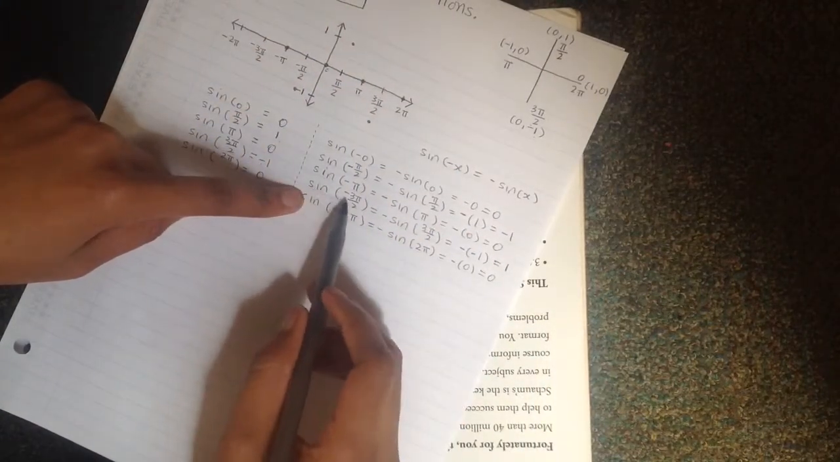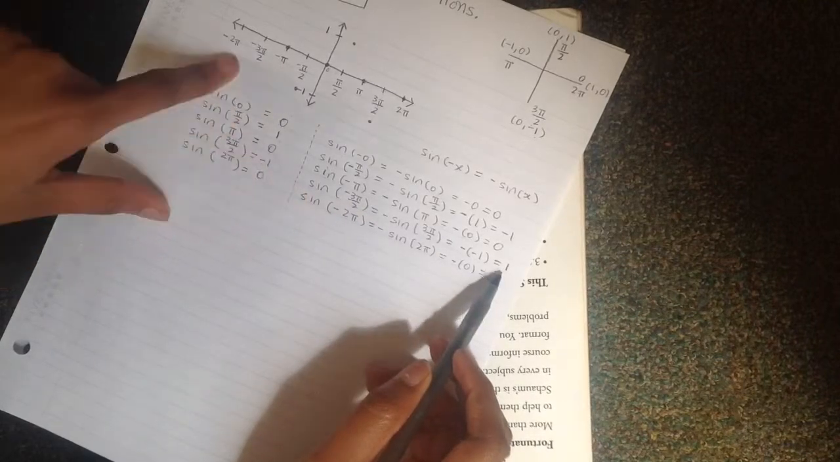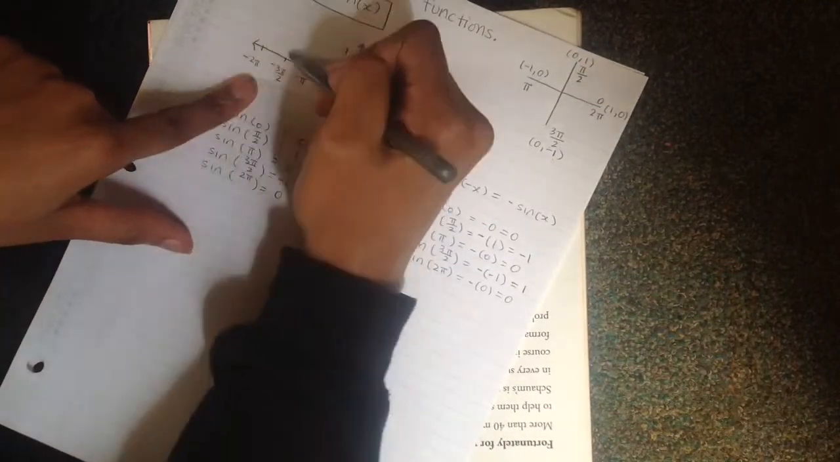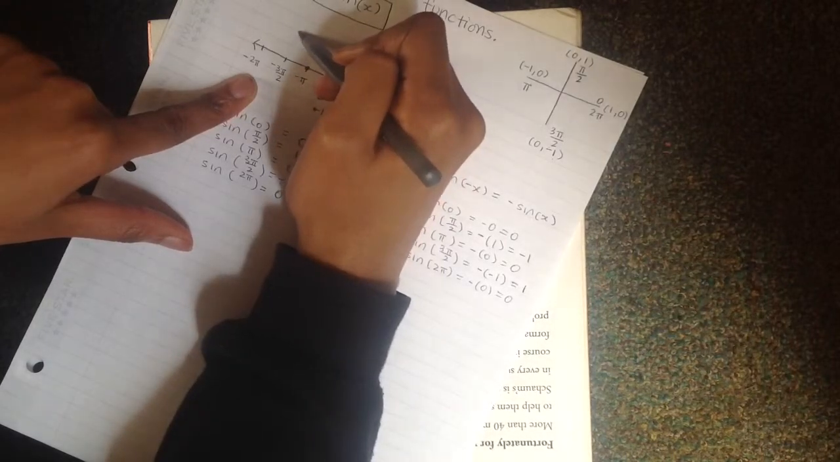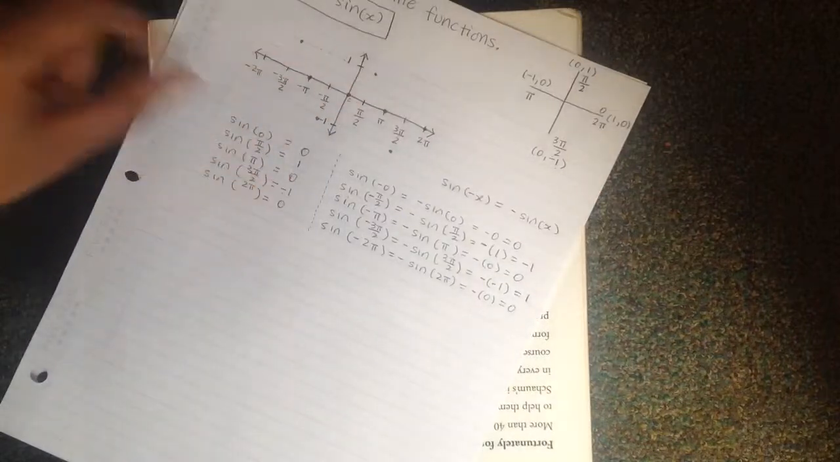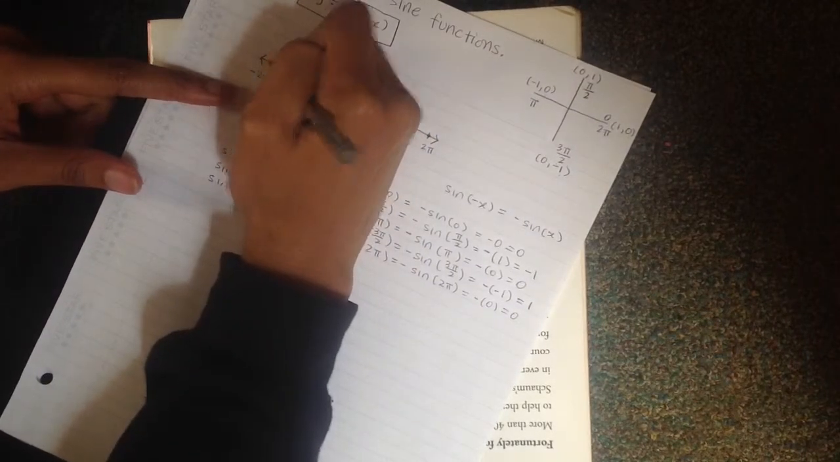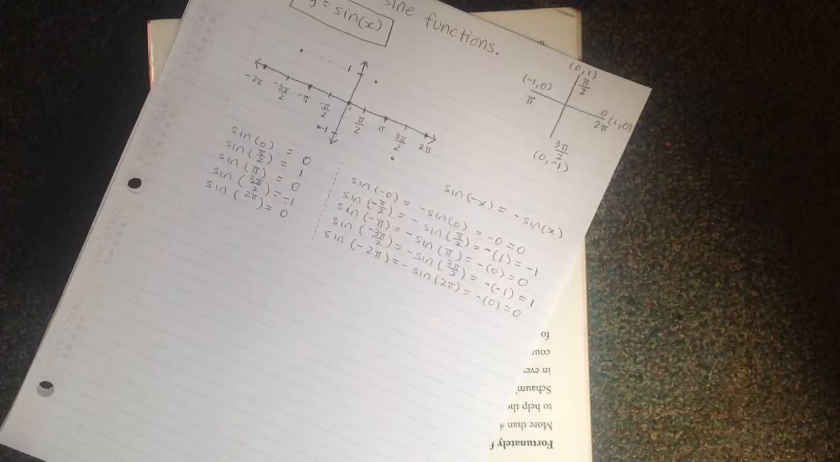Now we have sine of negative 3 pi over 2, which is positive 1. So at negative 3 pi over 2, we go up to y equals 1. Now we have sine of negative 2 pi, which is 0. So we just plug in our 0 here. Now what we do is we just connect the dots.